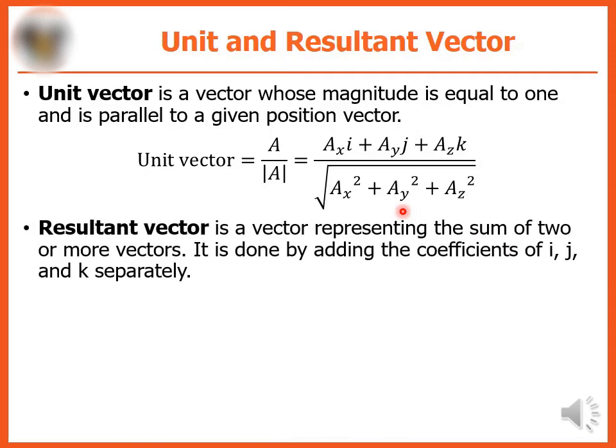And we have your resultant vector. It is a vector representing the sum of two or more vectors. It is done by adding the coefficients of i, j, and k separately.